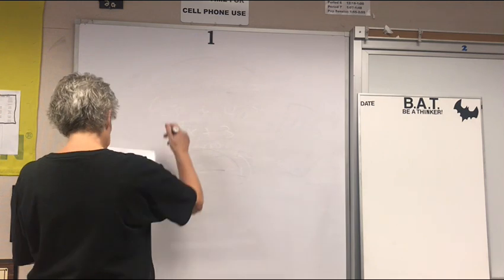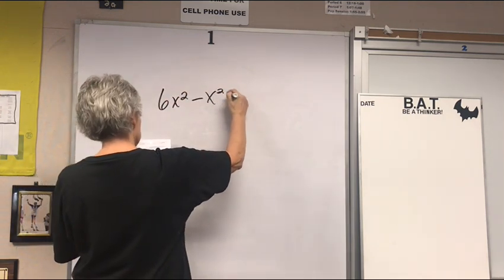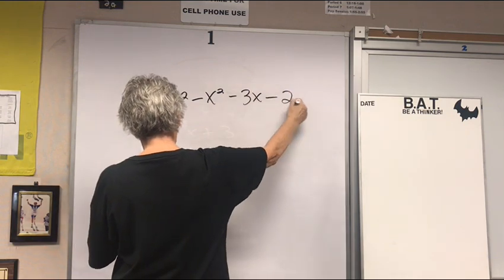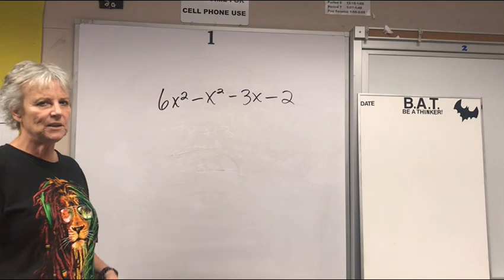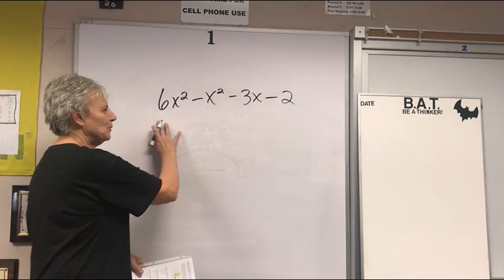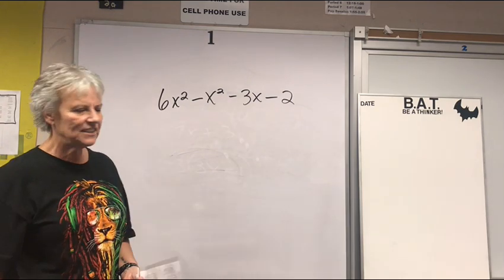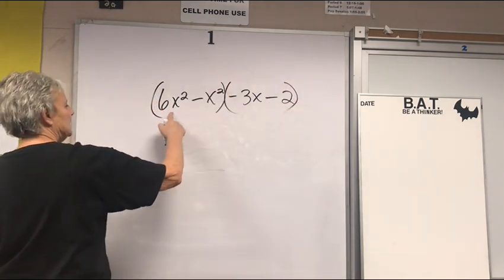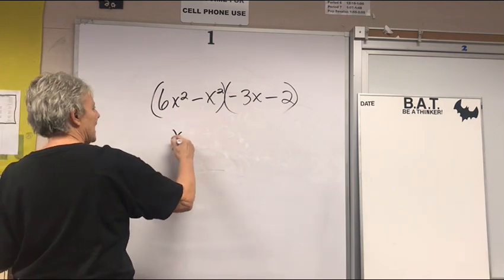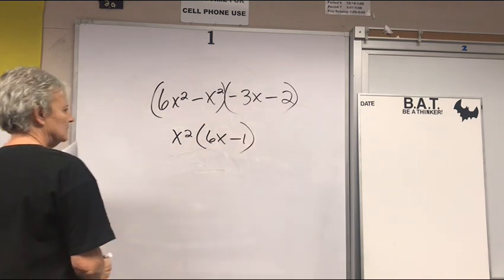Number 21, 6x squared minus x squared minus 3x minus 2. Now, you might want to subtract those because they're like terms, but you didn't learn how to do that yet because that would turn it into a trinomial, and then you don't know how to factor that yet. So let's group. Common factor is x squared times 6x minus 1. Is that right?